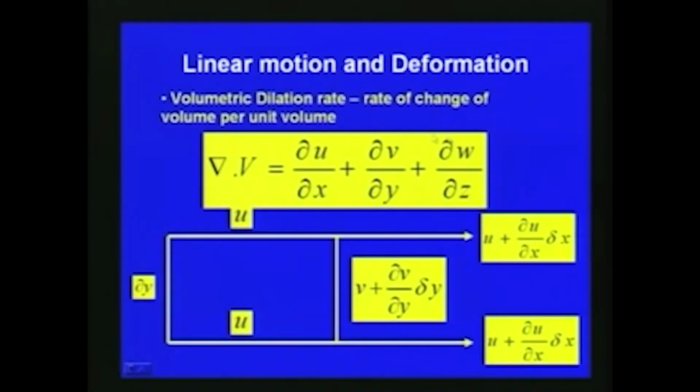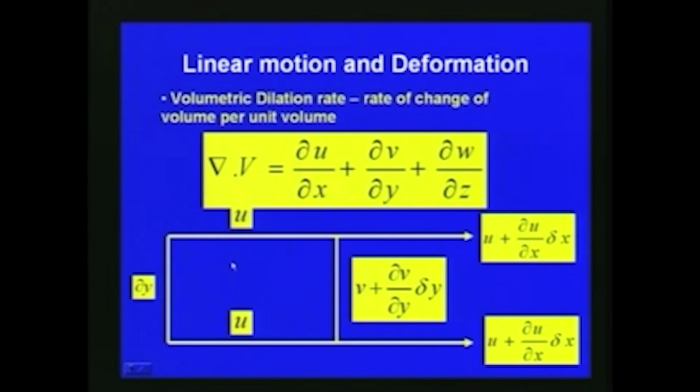So we can see here, linear motion and deformation. The volumetric dilation rate, as we discussed in the last lecture, is the rate of change of volume per unit volume. So del dot V, where V is the velocity vector, we can express this as del u by del x plus del v by del y plus del w by del z, where u, v and w are the velocity components in the x, y, z directions.